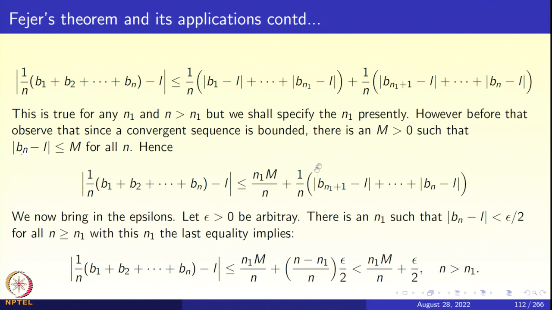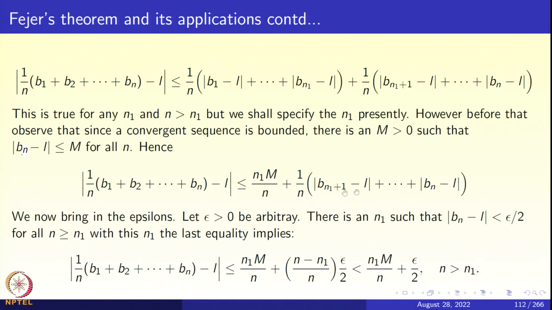Then the other piece is 1 upon n times (mod b_{n1+1} minus L plus ... plus mod bn minus L). Now we bring in the epsilons. Let epsilon greater than 0 be arbitrary. There is an n1 such that mod bn minus L is less than epsilon by 2 beyond n1. And it is this n1 that we use over here. In this second piece, we replace each term by epsilon by 2. So mod b_{n1+1} minus L is less than epsilon by 2, ..., mod bn minus L is less than epsilon by 2.